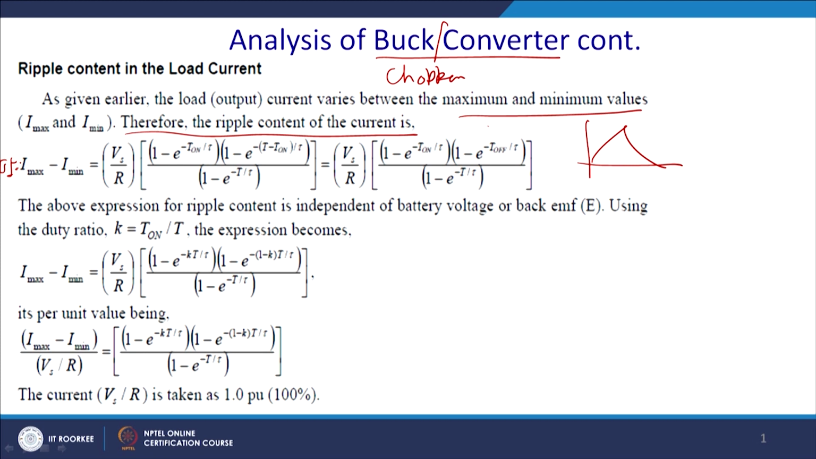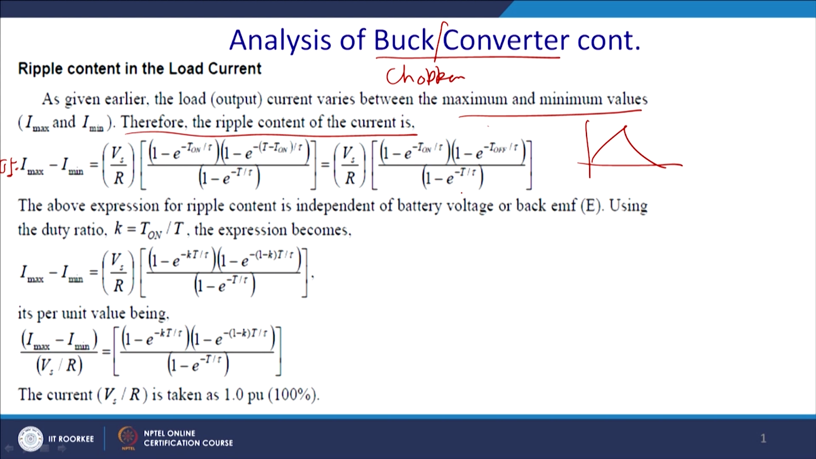So, you can subtract I max minus I min; we have gotten expressions of I max and I min, that is Vs by R, 1 minus e to the power T on by tau, into 1 minus e to the power T off by tau, over 1 minus e to the power T by tau. If you simplify and multiply these equations, essentially you get Vs by R, 1 minus e to the power T on by tau, into 1 minus e to the power T off by tau, over 1 minus e to the power T by tau.